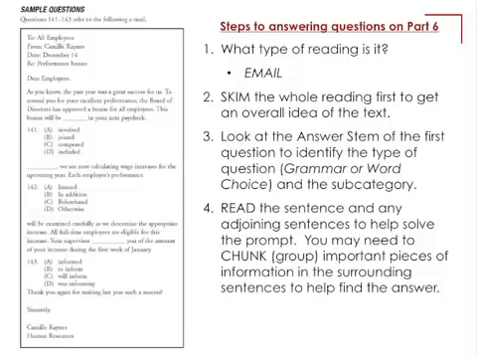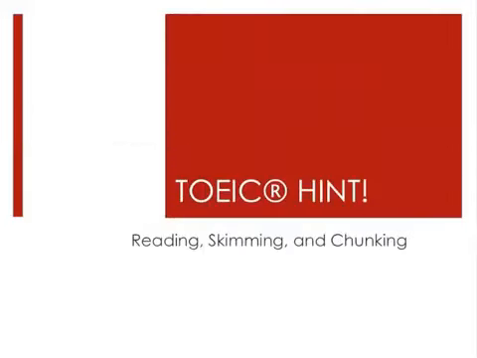Then you may need to read the sentence itself and the other sentences that are adjoining, which means perhaps for the first question, for example, reading the sentences that come before it. Now, as you move along through the reading, you will notice that you will have to chunk or group more important pieces of information as you go to answer some of the questions later in the reading passage. So this is our general overview of how we're going to answer questions on this question type. Now this brings us, of course, to our first hint.